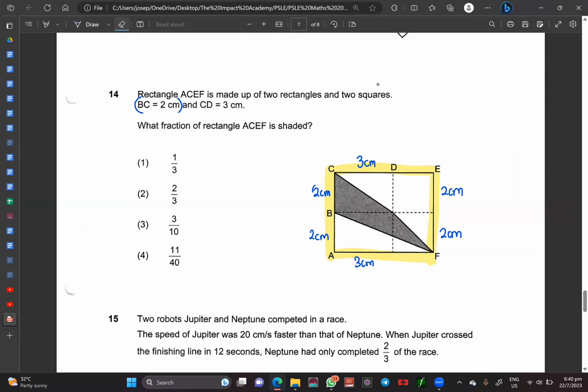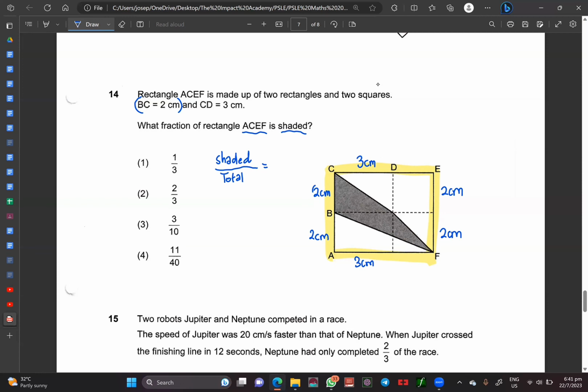So what is the question asking us to do? The requirement is that they want you to find the fraction of the rectangle ACEF that is shaded. So what should be in your mind is shaded over the total. What do I want to do first? The first thing I want to do is definitely to find out the total. The total is basically ACEF.